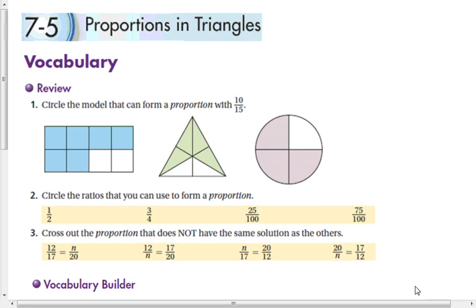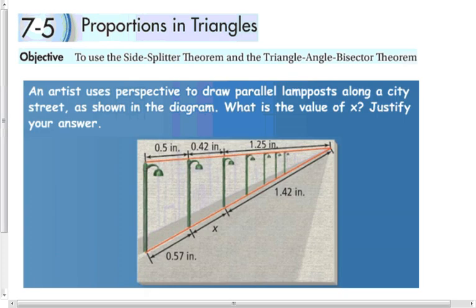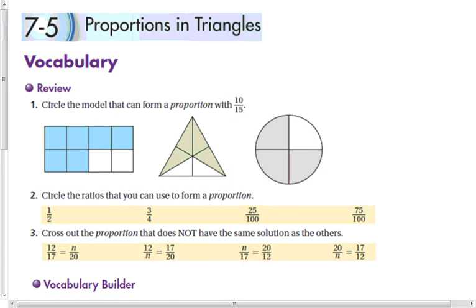Hey students, this is lesson 7.5, proportions in triangles. In this lesson, we are going to learn how to use the side splitter theorem and the triangle angle bisector theorems to solve problems. Go ahead and do the review here and I'll check back to you.